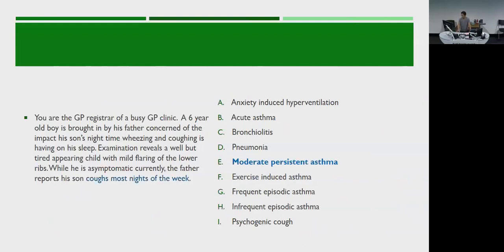So this is in fact moderate persistent asthma, just based on the fact that this is not an acute flare. This is in the GP setting. The kid is quite well at the moment. It's an ongoing issue, and this kid's having nocturnal symptoms most nights of the week.